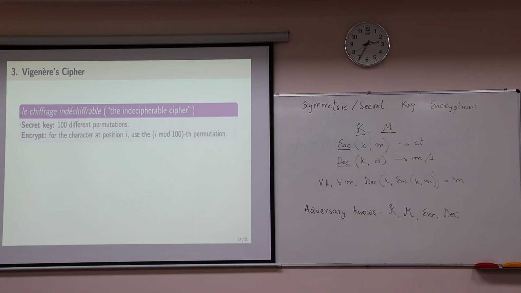In the 1500s, someone proposed a related encryption scheme. Pardon my French, but the name of the scheme was essentially the indecipherable cipher. And the idea was instead of taking one permutation, you work with 100 permutations. Okay? And for the ith character, you use the ith permutation. Okay? Do you think this is secure? Do you think this is an indecipherable cipher?